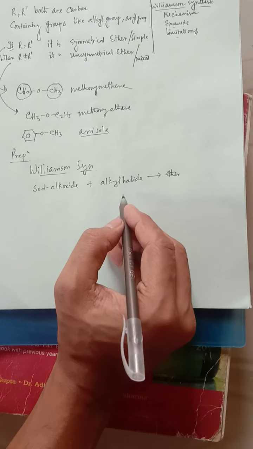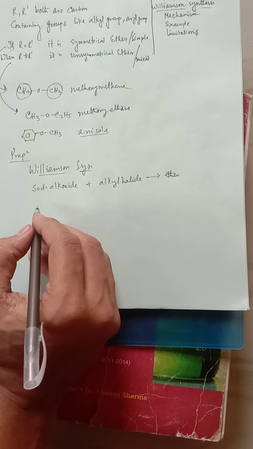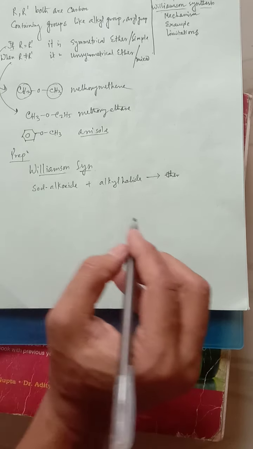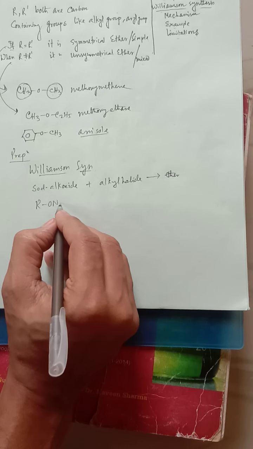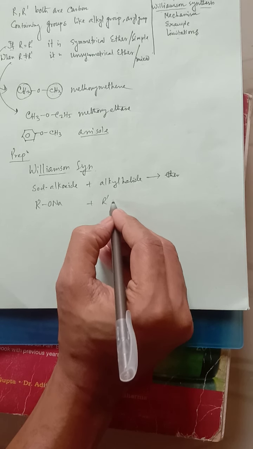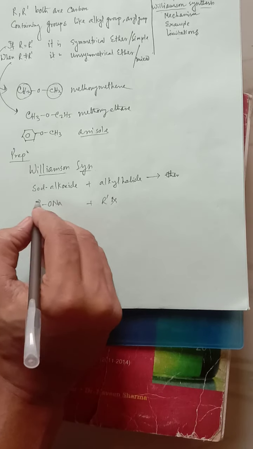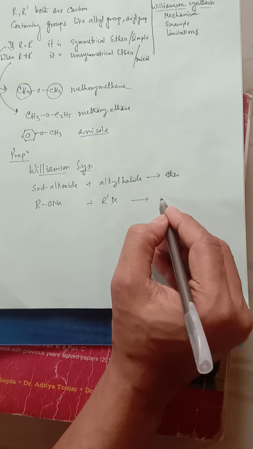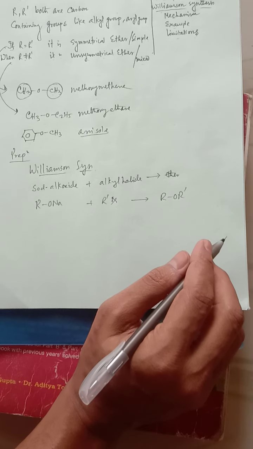Now in general I am writing over here, say general reaction, what I can write, that is sodium alkoxide, say R dash halide. Halide means X. That means it is producing RO R dash.